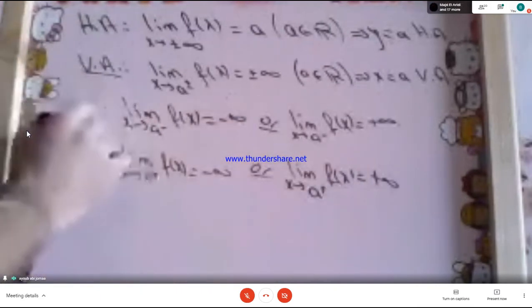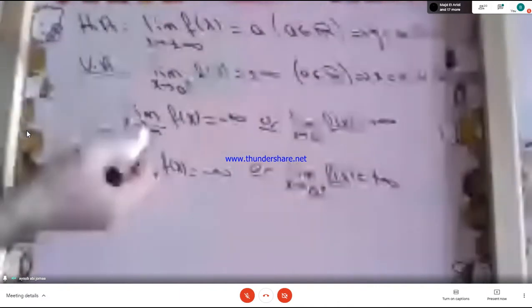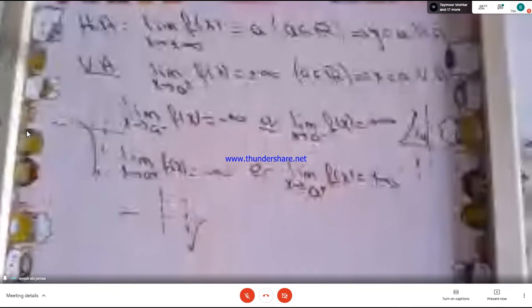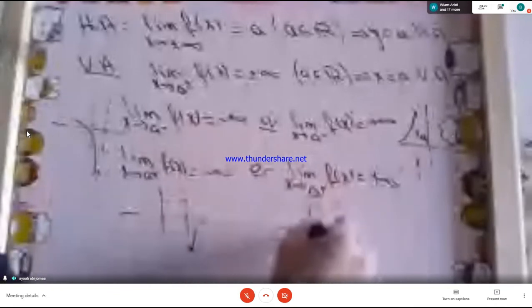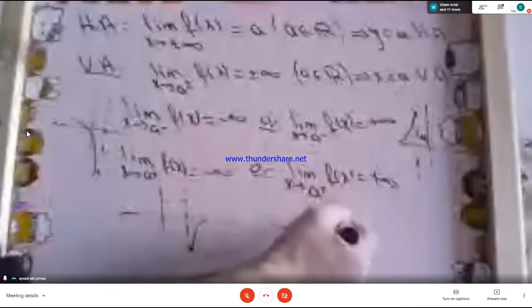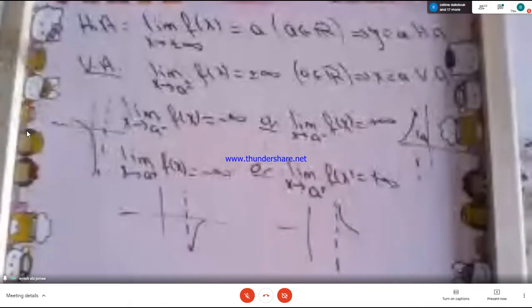Here, the graph will be like this. Here is a, the limit as x approaches a minus is negative infinity, and the graph is like this. In this one, a minus is positive infinity. This one, a plus is negative infinity from the right side, and in this one, a plus, the limit is positive infinity, so from the right side, the graph is like this. Okay?